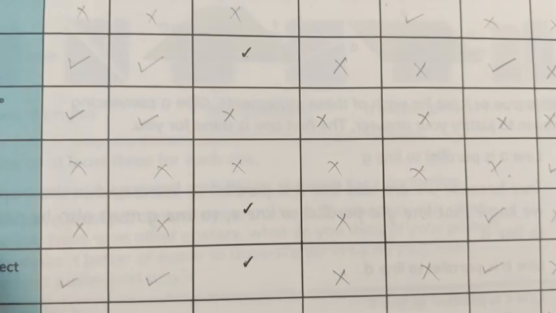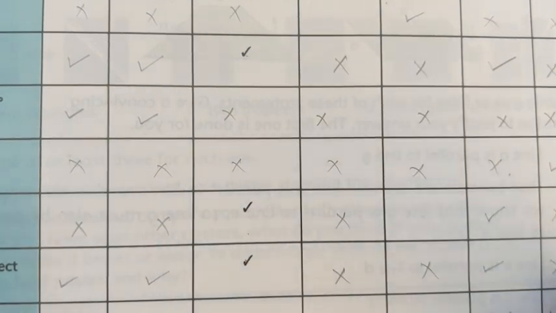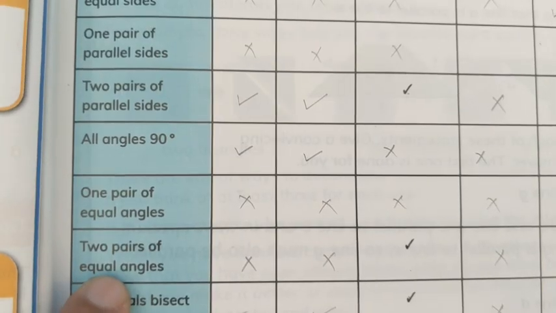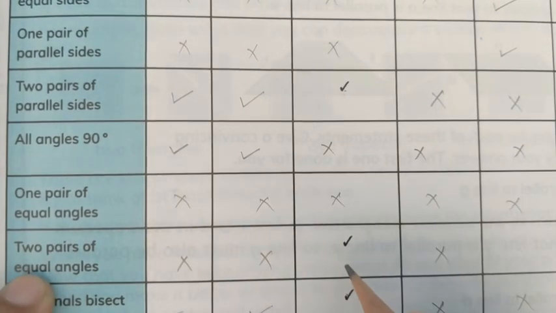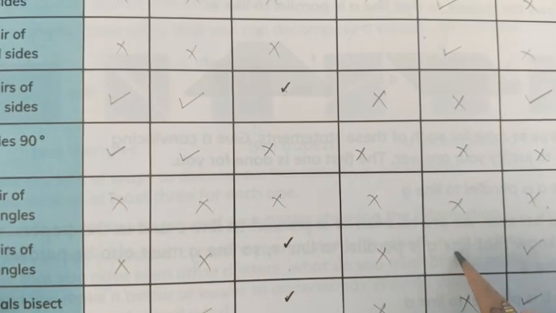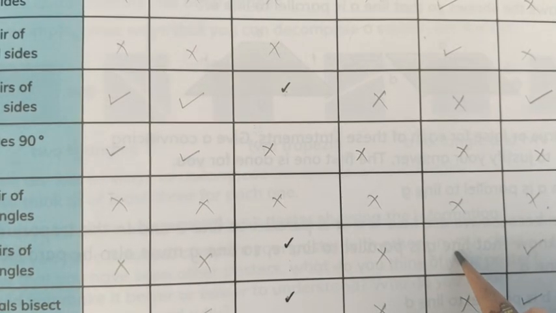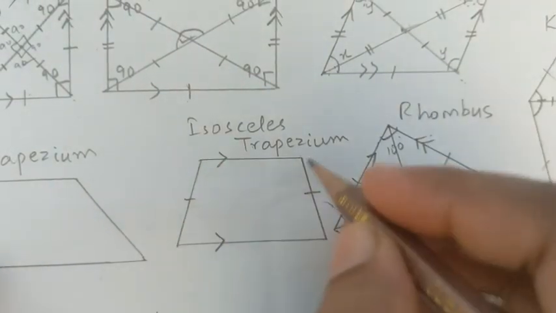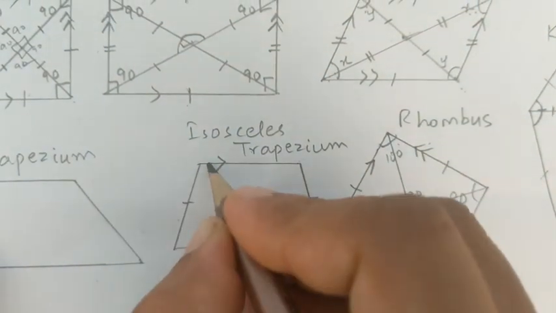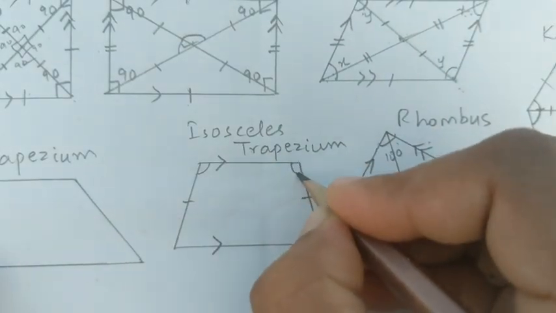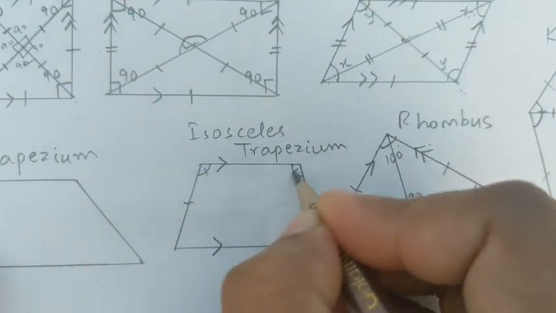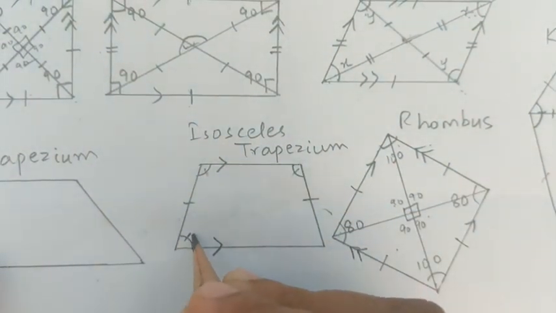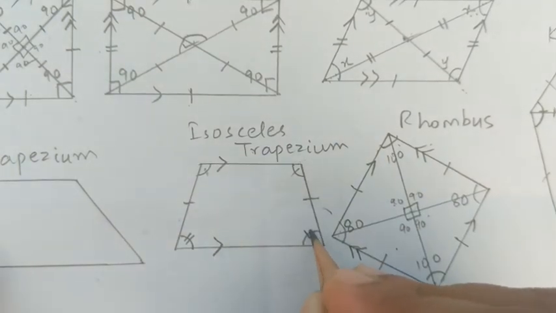And when we talk about two pairs of equal angles, like a parallelogram, this property applies in a parallelogram. Also in an isosceles trapezium, we have two pairs of equal angles. How? Let me show you. Here we have an isosceles trapezium. Since we have two of the sides equal to each other, therefore these two angles are equal to each other, right? And similarly, the two angles below are also equal to each other, right?